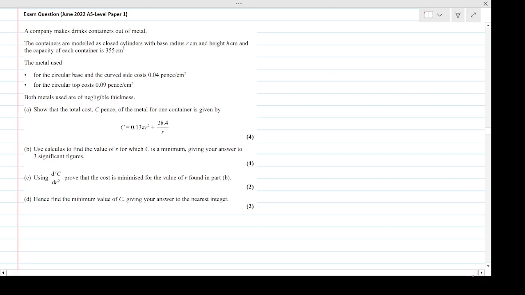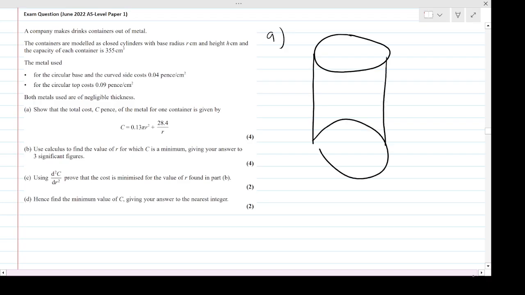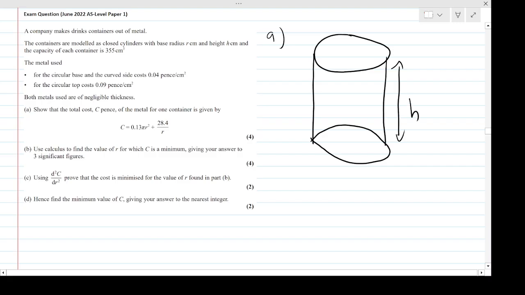Let's break it down. So firstly, it's talking about cylinders. Again, I can sketch maybe what one might look like. So if I draw a rough cylinder, right? Oh, that's horrible. Something vaguely like that then. And we know a cylinder will have a height of h and a radius r. Okay, so that's what's going on.